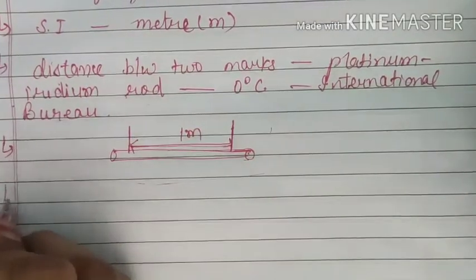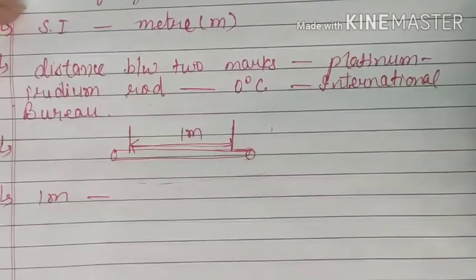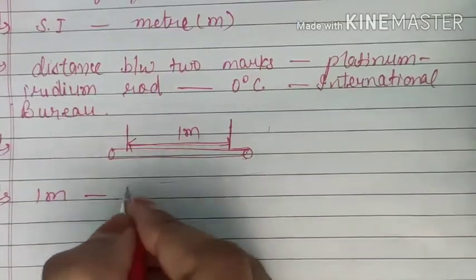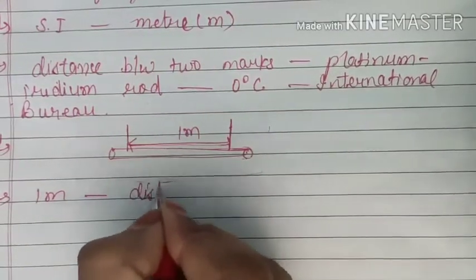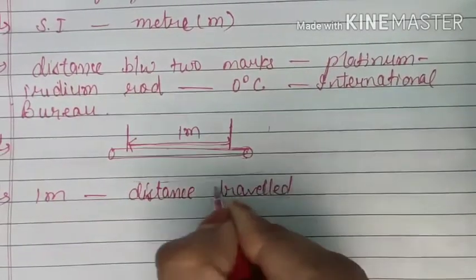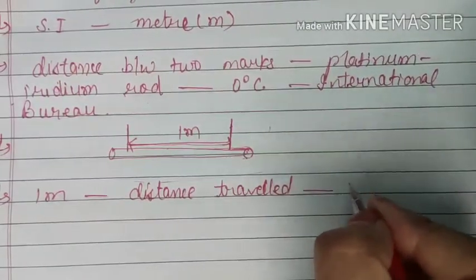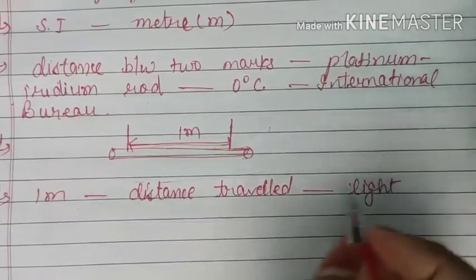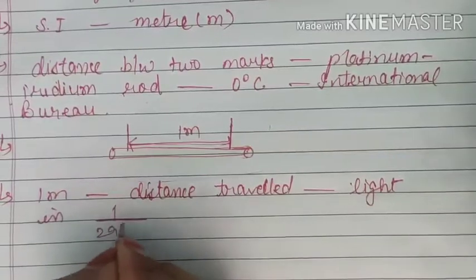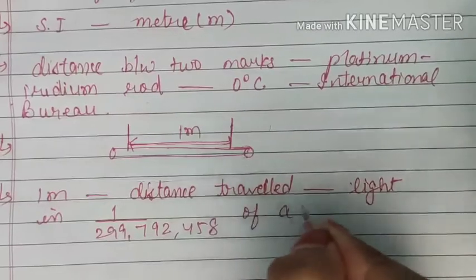One more definition is given for 1 meter, in terms of the speed of light. 1 meter is defined as the distance traveled by light. Actually, we will use the speed of light later. So, the distance traveled by light in 1/299799245 of a second.